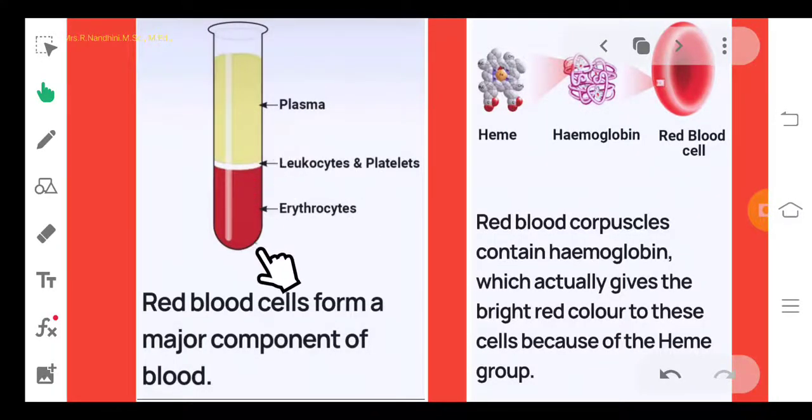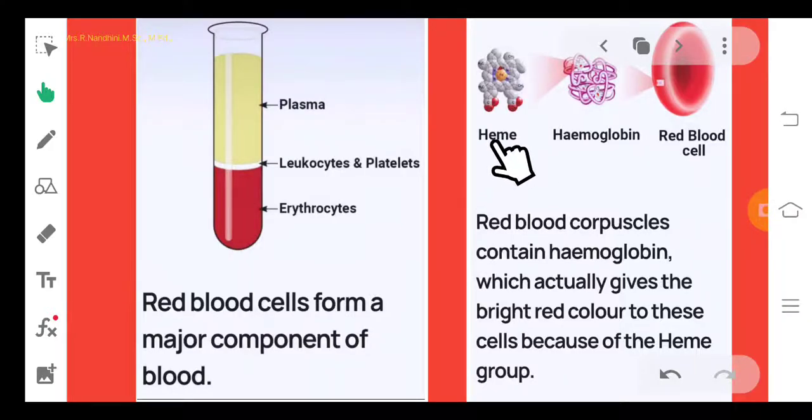Then this is the test tube. We take a sample of blood in a test tube, shake well, and leave it for a few minutes. After that we see these three layers. This sediment is erythrocytes. This middle layer is leukocytes or platelets. Then this is the plasma. So red blood corpuscles or RBCs form a major component of blood.